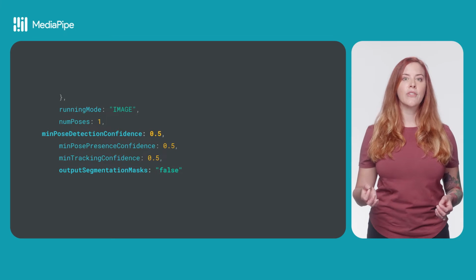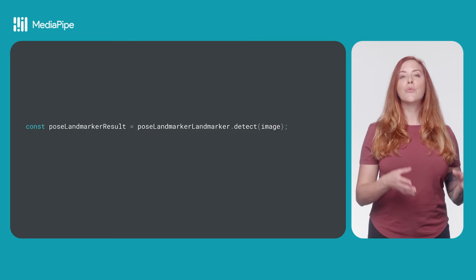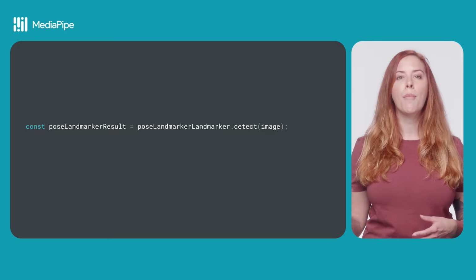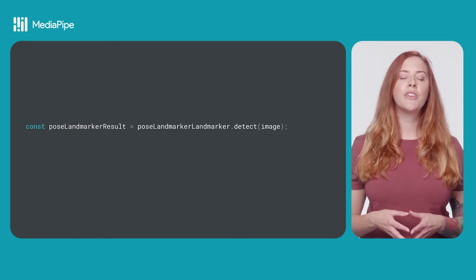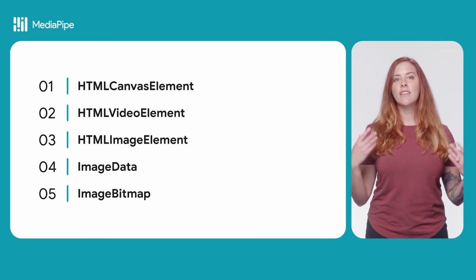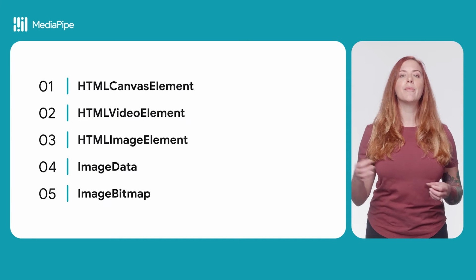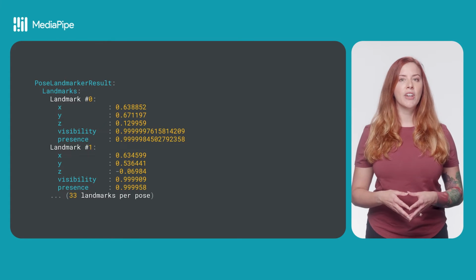Output segmentation masks is a Boolean value that determines whether pose landmarker outputs segmentation mask for the detected pose. Its default value is false. To run pose landmark detection on an image, use the poseLandmarker.detect method, passing the image source. This function is synchronous, which is good to keep in mind when designing your UI. The image source can be an HTML canvas element, HTML video element, HTML image element, image data, or image bitmap. Calling detect returns a pose landmarker result object.